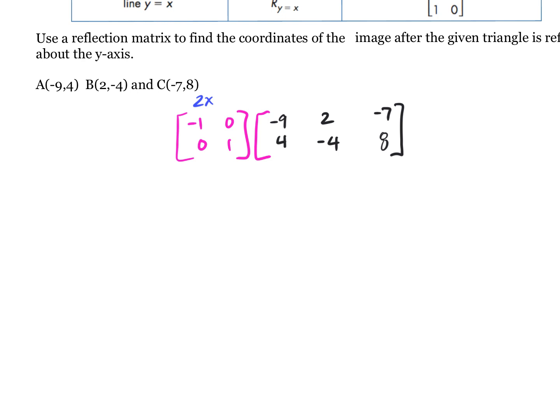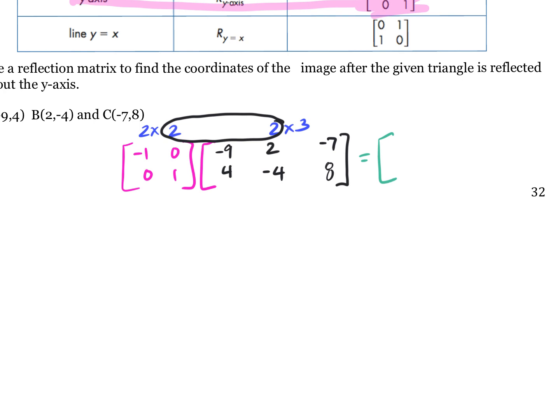What's this guy's dimensions? Oops, I just wrote a 2 by 3 here. This is a 2 by 2. This one's a 2 by 3. Can I multiply them? Yeah. If I put them in the opposite order, would I have been able to multiply a 2 by 3 times a 2 by 2? No. So that's why it's important that we put it in that order. What's my answer shape going to be? It's going to be a 2 by 3. So let's give ourselves those blanks.